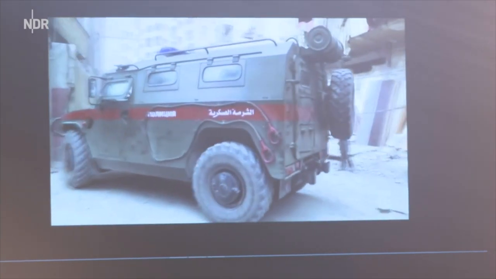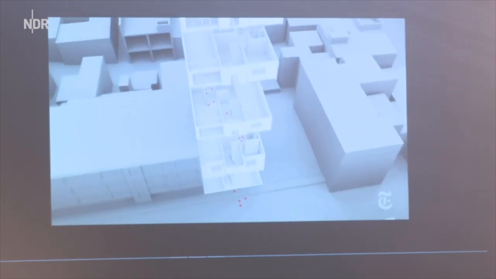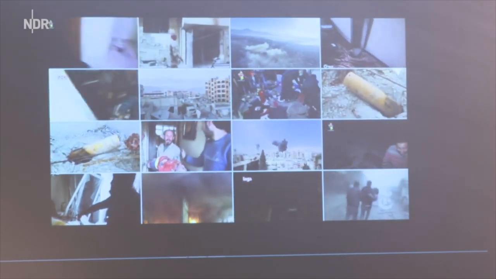Finding out what really happened matters. Entire families were killed, and the regime went to great lengths to conceal the evidence. Our investigation is the most detailed reconstruction of the attack so far. We analysed a trove of videos and interviewed dozens of witnesses and experts.